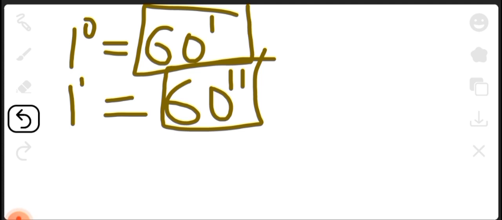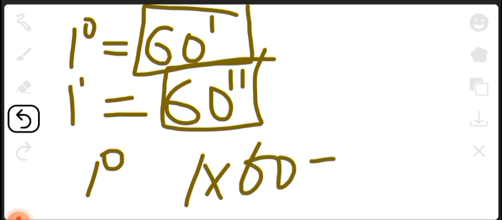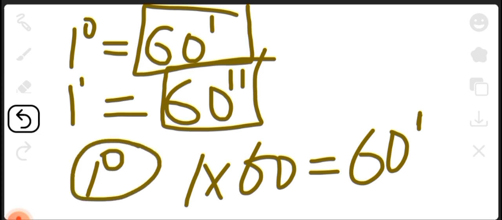Now let's look at how to convert from degree. If I say convert 1 degree to seconds, what do you have to do to move it to seconds? You have to multiply by 60. That will give us 60 minutes. Convert 1 degree to minutes, multiply it by 60. And to convert 1 degree to seconds, multiply by 60 times 60, which is 3,600. So please take note of that. It is very, very important.